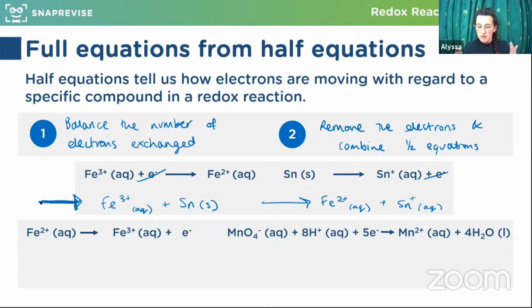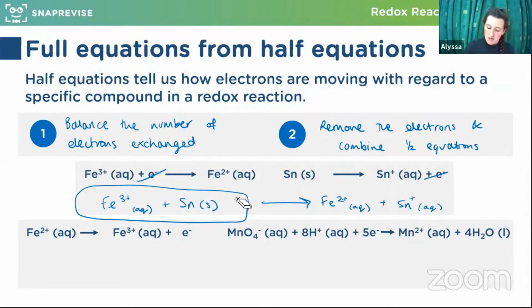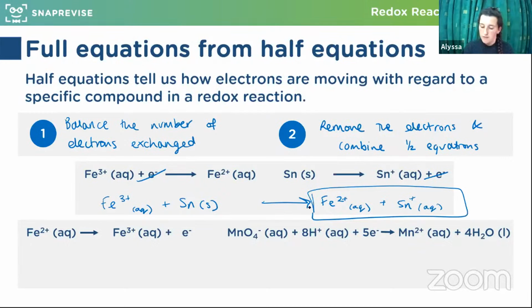If I just double check, as long as I've counted and balanced my electrons correctly, I should have the same charge on both sides of the equation. So I've got an overall charge of 3+ on the left, and an overall charge of 3+ on the right in my products. So I know that I've done that properly. I've also got the same number of atoms or species of iron and tin on both sides of the equation. Perfect. Let's try something a little bit harder then.